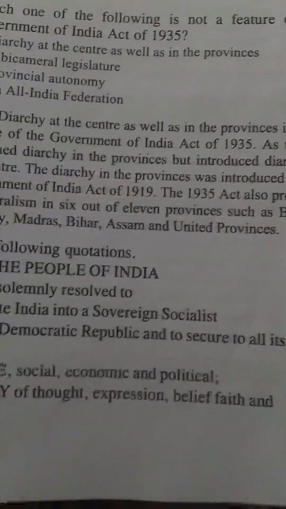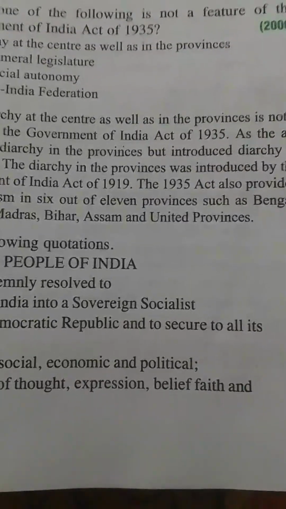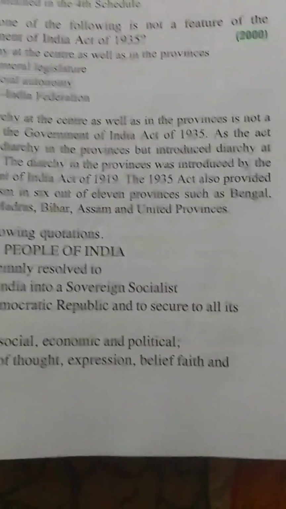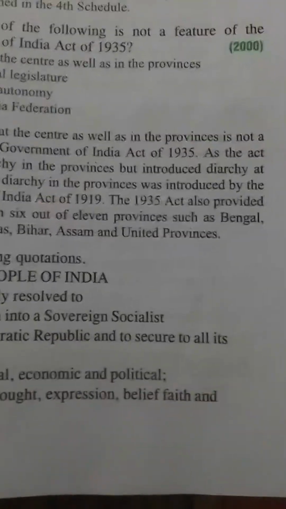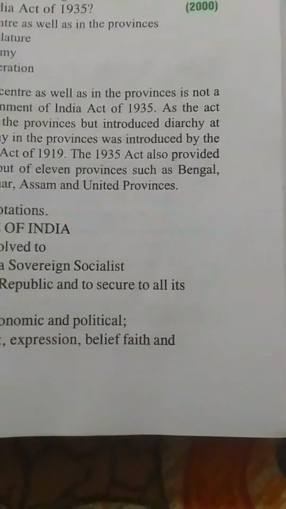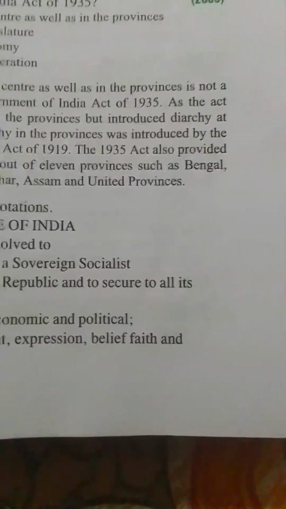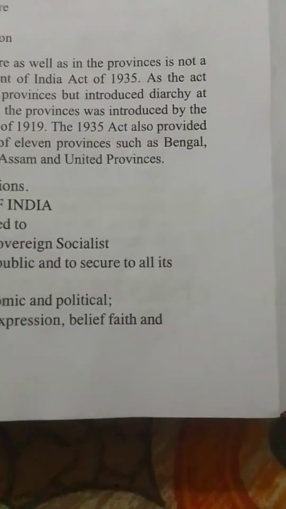Government of India Act 1935: federation at the center and provinces, bicameral legislature, provincial autonomy. The act abolished diarchy in the provinces but introduced diarchy at the center. Diarchy in the provinces was introduced by the Government of India Act 1919. The 1935 Act also provided bicameralism in 6 out of 11 provinces, such as Bengal, Bombay, Madras, Bihar, Assam and the United Provinces.